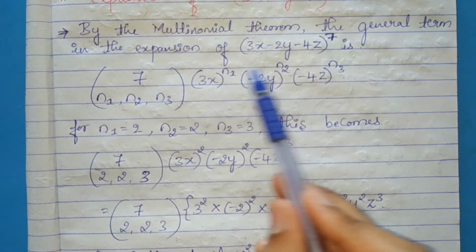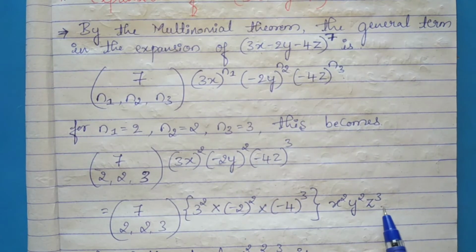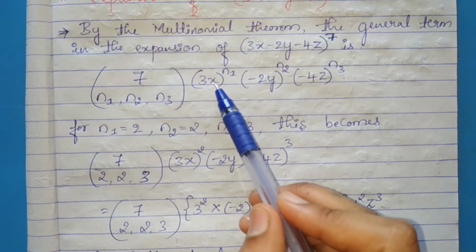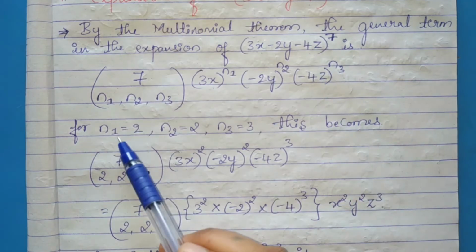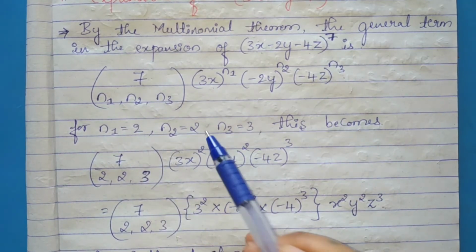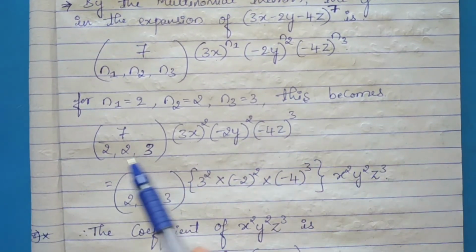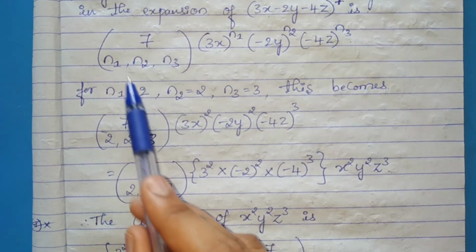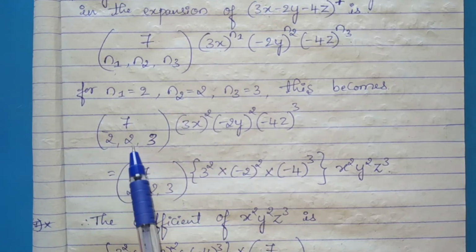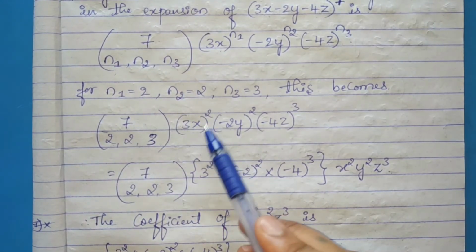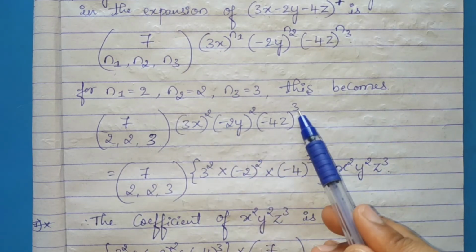So how do you choose here? So that we can get the term x square, y square, z cube. Okay. So here we need x square, y square, z cube. So take n1 is equal to 2, n2 is equal to 2 and n3 is equal to 3. So now we put the values of 7, n1, n2, n3, that is 2, 2, 3. So 3x squared minus 2y squared minus 4z squared.